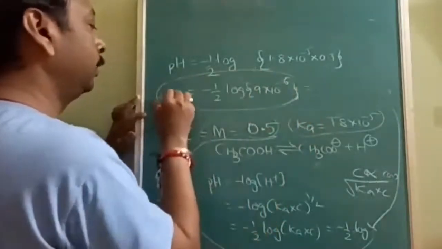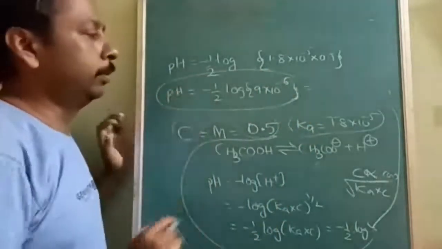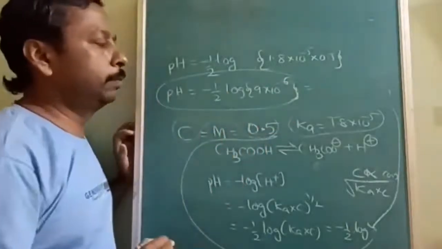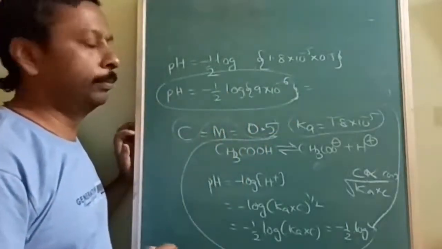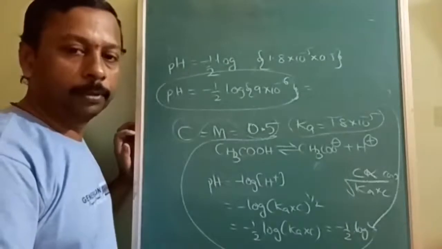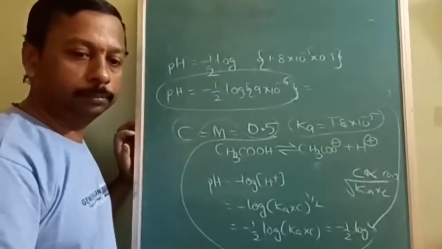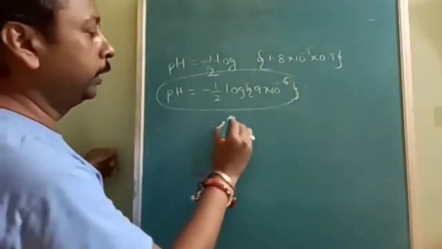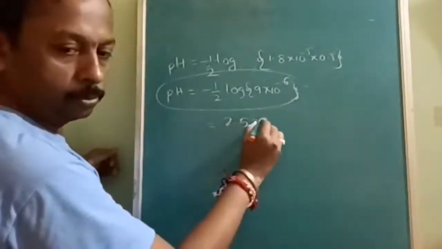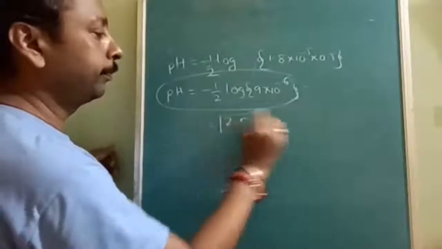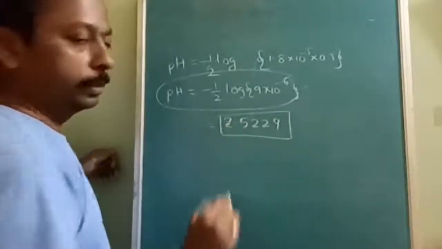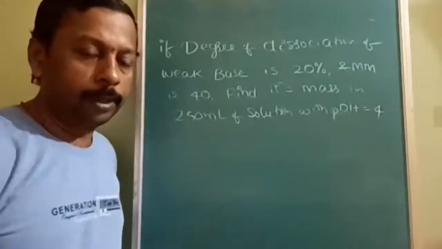For me, this is the final answer. pH is equal to, minus into minus, you will get a plus answer only. That is not a problem. So you note down this. On simplifying, 2.5229. All of you are getting the same. Okay, note down the next question.